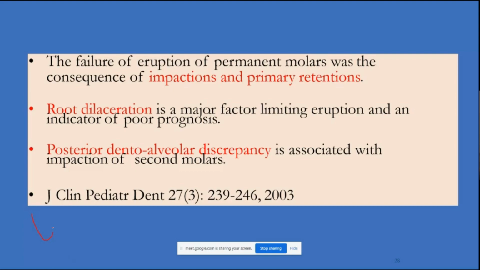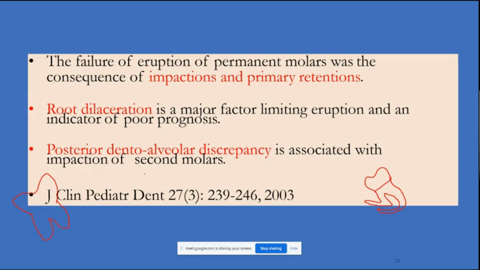So this is how normally the roots are, correct? Dilaceration is basically a developmental anomaly. There is an acute bend or acute curve along any length of the crown or the root, and most commonly it is in the apical third of the root. So this is the crown, and what happens to the root is they bend like this, okay? So that is called dilaceration.